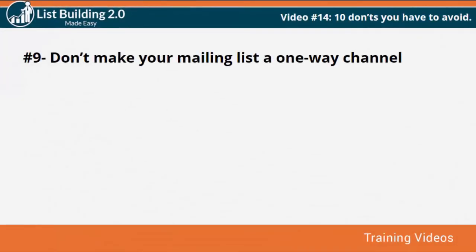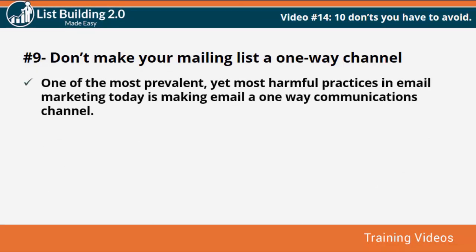9. Don't make your mailing list a one-way channel. One of the most prevalent yet most harmful practices in email marketing today is making email a one-way communications channel. What this means is that companies use it to message customers and prospects, but not offering them a way to communicate back. This is bad for business, because if customers feel that they don't have an effective way to directly communicate with a company, they might start looking elsewhere. Remember that email is not only about advertising, but also about communicating with your clients.